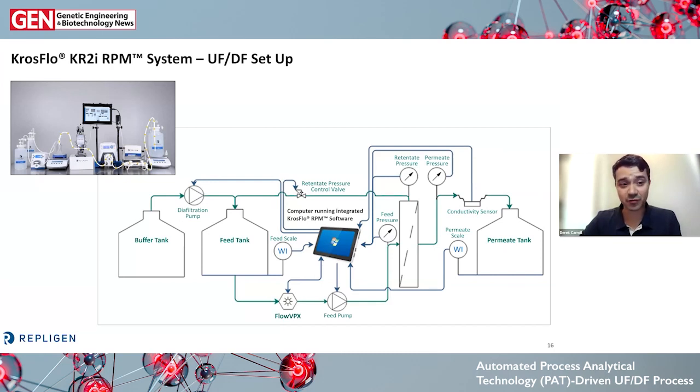We have our back pressure control valve on the retentate line, and then sensors monitoring pressure on the filtration. What's different about this is you'll see the Flow VPX now in line. So that is right at the outlet of the feed tank. That is the most representative of the overall concentration of the entire sample or the entire process fluid. So you can determine what the concentration is in the feed tank by placing it just at that outlet, right before it passes through the feed pump.